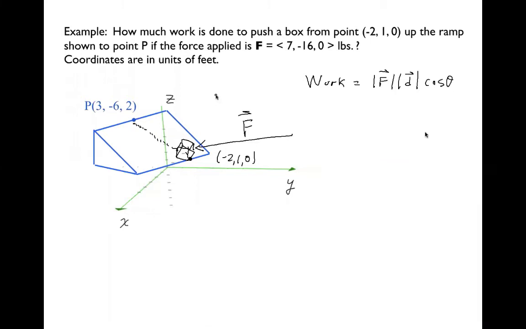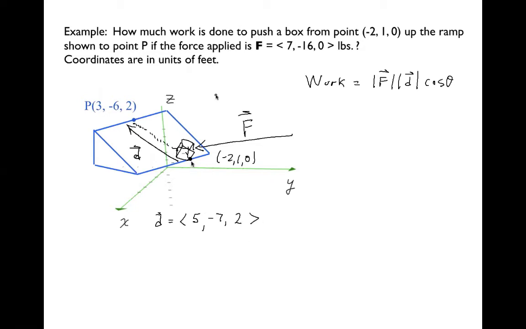So we're going to need to find the angle between the vectors, right? So we're going to need the vector from -2, 1, 0, the starting point, up to P. That'll be a displacement vector. So what that displacement vector will be, final minus initial. 3 minus -2, 5. -6, -7. 2.